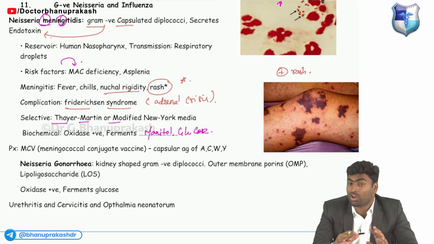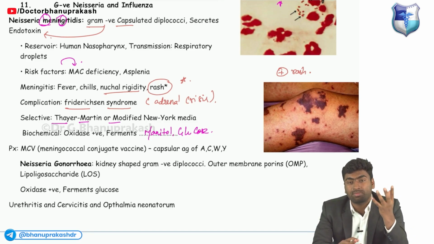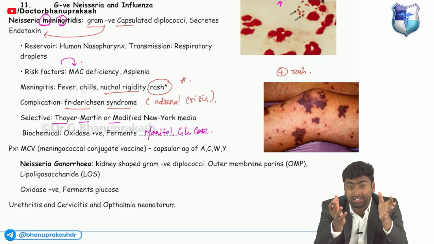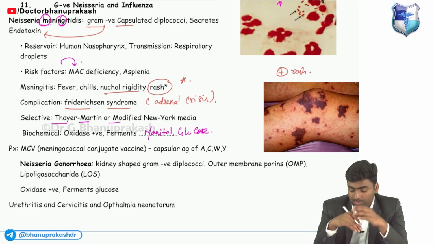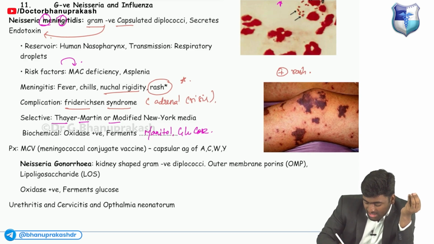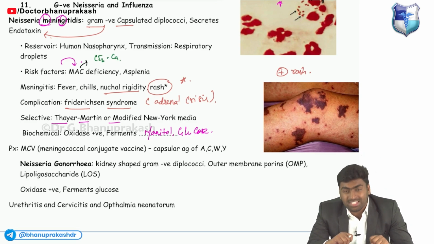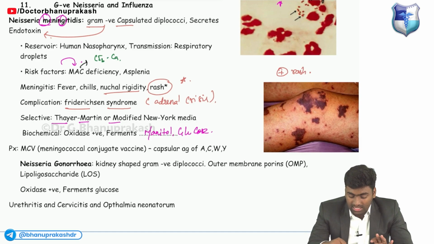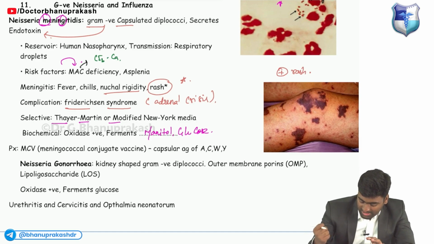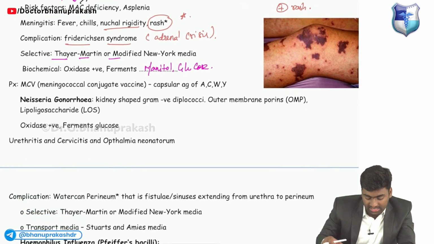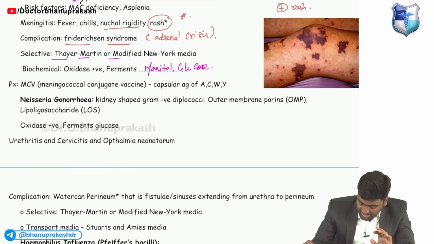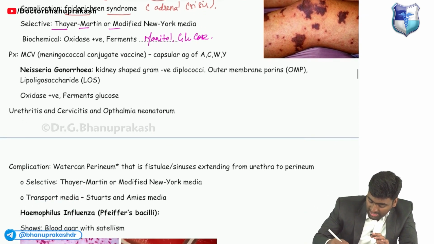We know in the complement pathway, there is one thing known as MAC, which creates pores and destroys. These are also known as the membrane attack complex, which is formed by C5b-C9 components. If there is any deficiency of these complements, this leads to Neisseria meningitidis infection. Next, if you see Neisseria gonorrhoeae.